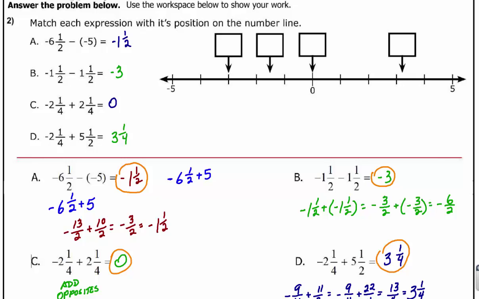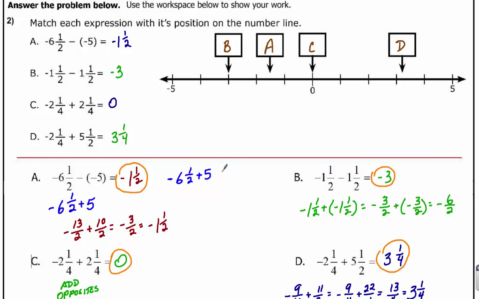So negative 1.5, the value for A, well, there's negative 1, so there's negative 1.5. B, negative 3, negative 1, 2, 3. There's B. C is the 0, and D is 3 1/4. And I just need to change that to a letter instead of the 0.